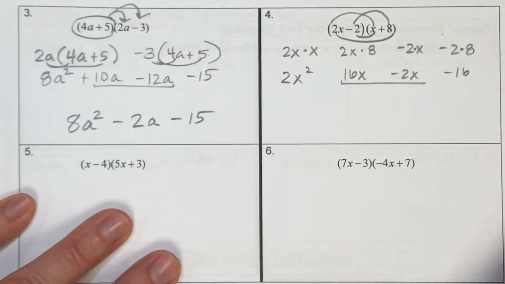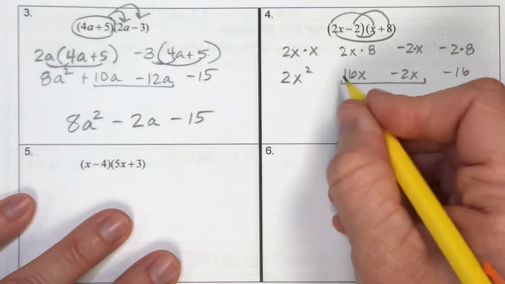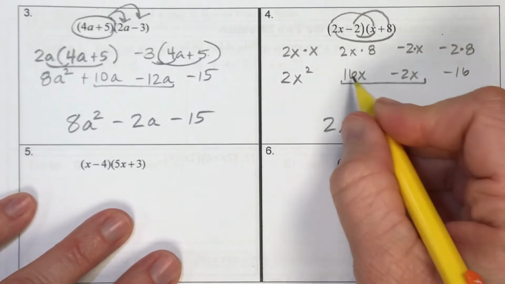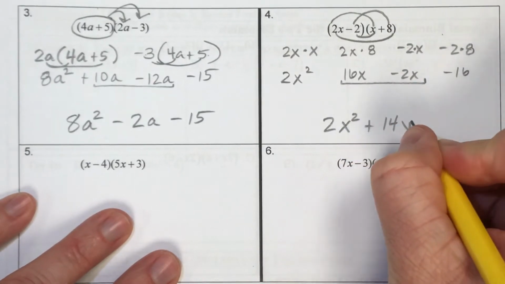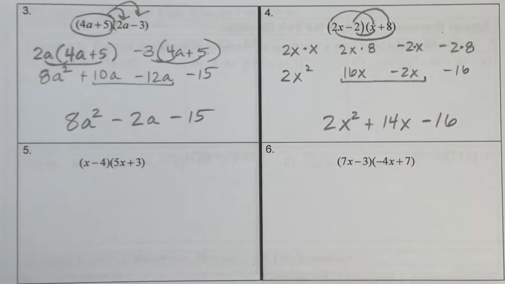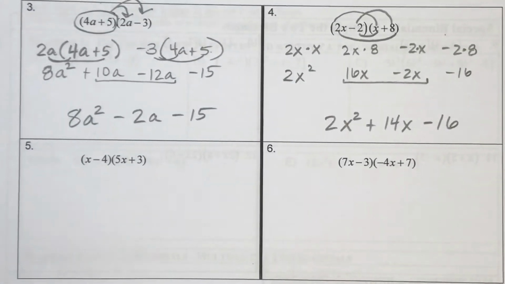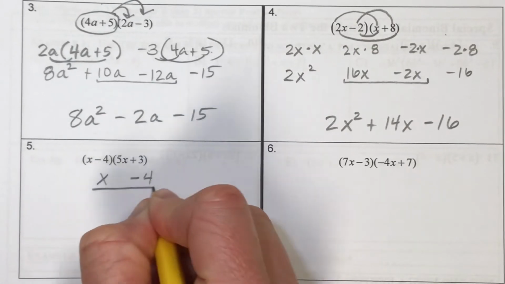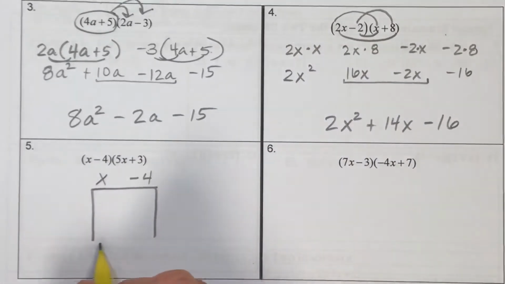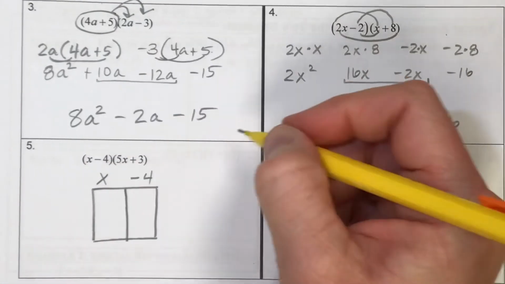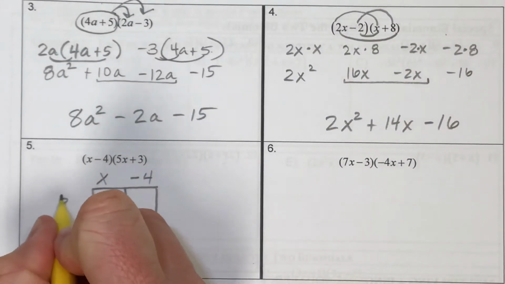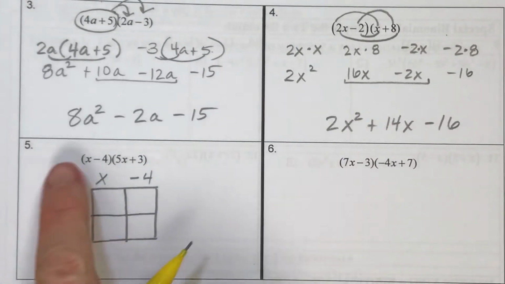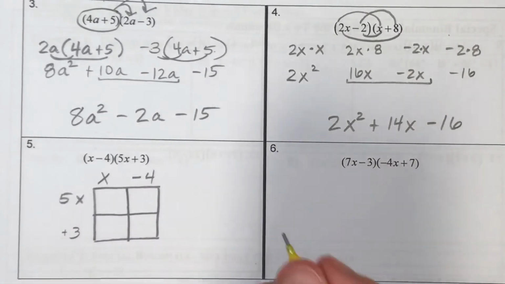And then again, if we combine our two middle terms together here that are the same because they have the same letter with the same power, our polynomial will then be 2x squared plus 14x and then minus 16. And then here's an example with the box method, so the third method that I showed. My first polynomial here is an x and a -4, so I'm going to make a 2-column box here because there were two terms. And then my other polynomial is a 5x and a +3, so two rows going across, so a 2 by 2 is going to get me 4 terms when I multiply.